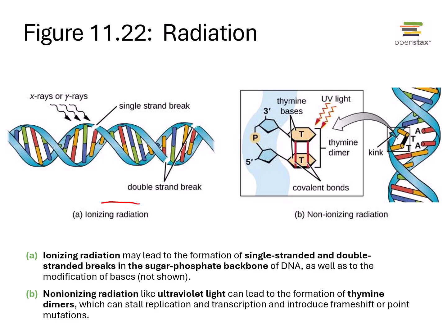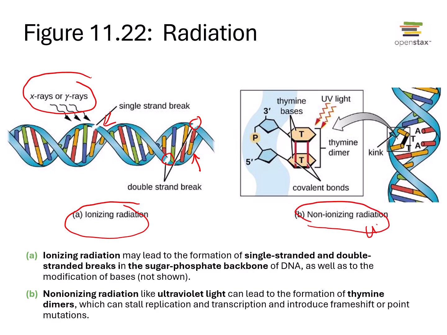So here we see ionizing radiation on the left. The effects are either single or double-stranded breaks in the backbone of the DNA, and this can be caused by very powerful X or gamma rays. On the right, we have non-ionizing radiation caused by UV light exposure, and this can cause pyrimidine dimers. Remember, the pyrimidines are C, U, and T, so looking at DNA, C or T are possible.